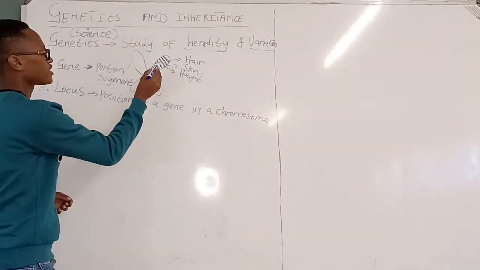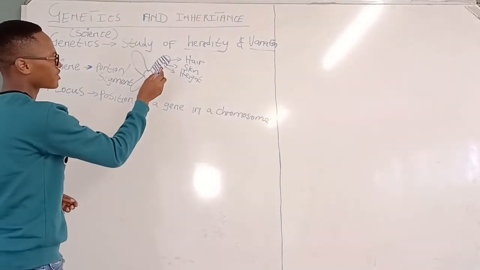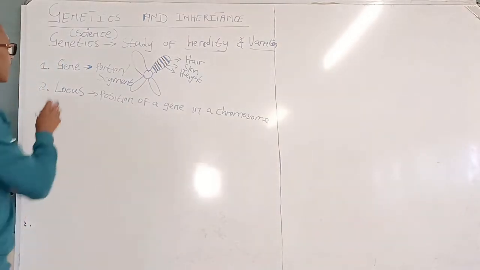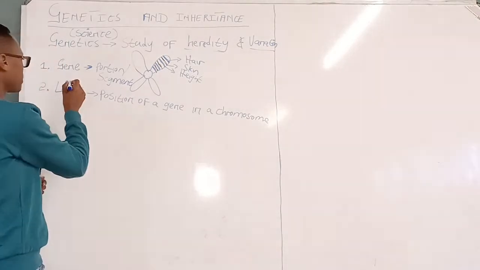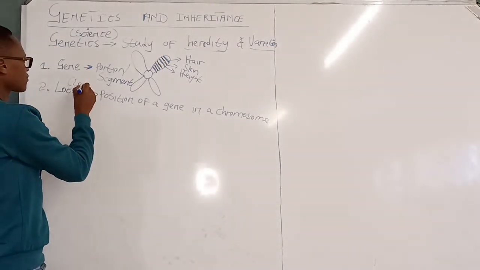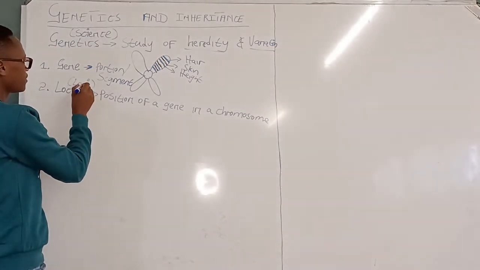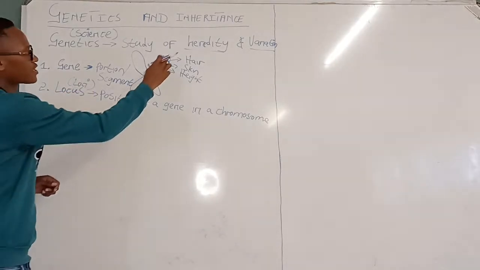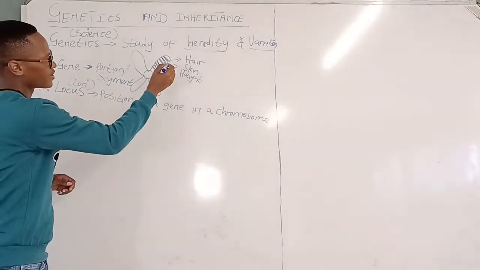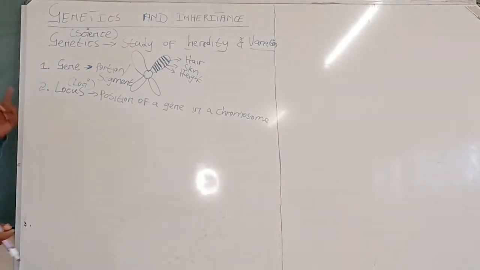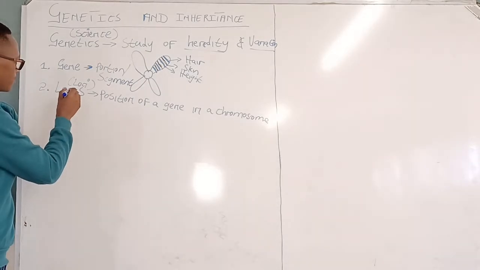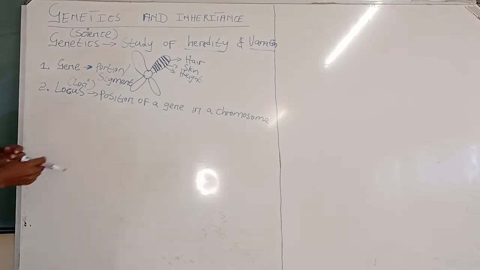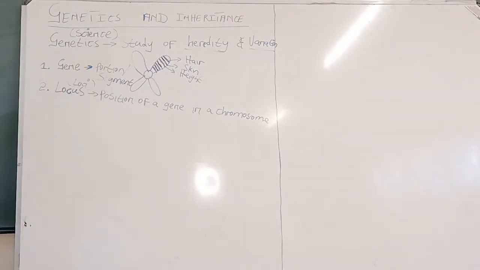So these positions that are occupied by different genes, we call them the loci. The plural for locus is loci. So loci is the plural for locus. Different positions we call loci, or when it is singular, we call it a locus when it exists as a singular position.